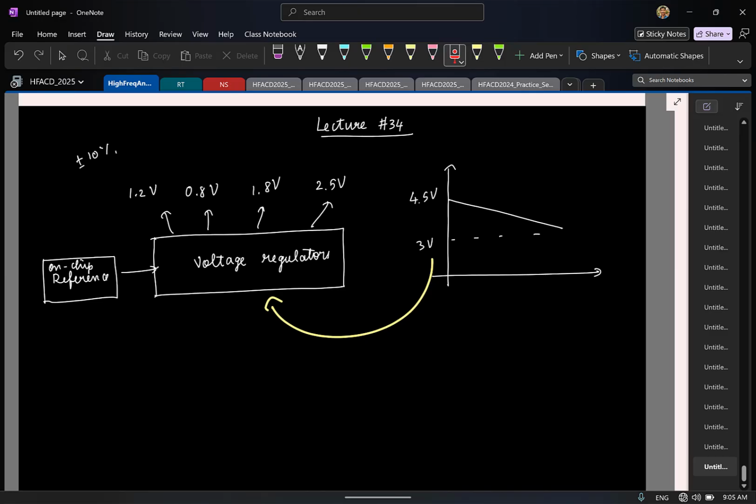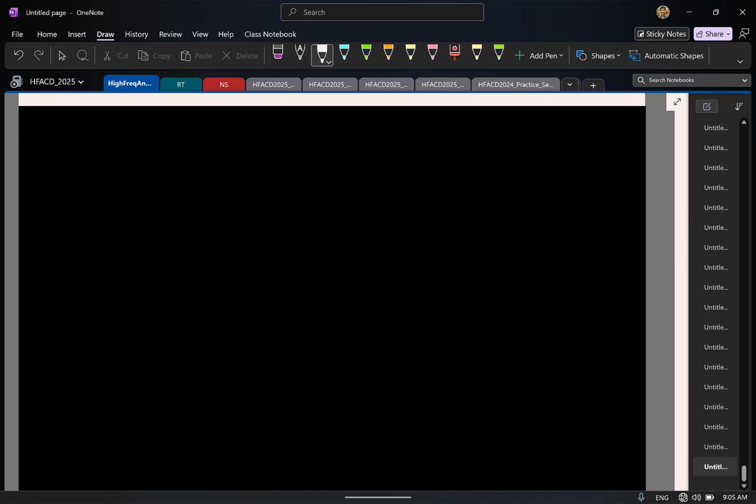So irrespective of what happens in the outside world, its job is to provide a voltage which is constant. If that is the case, if I try to sketch the IV characteristic of such a reference voltage, with voltage on the x-axis and current on the y-axis, how will the IV characteristic look? Straight vertical line.